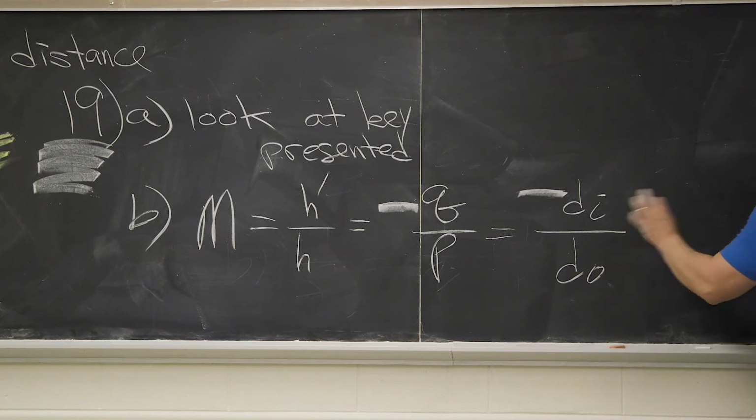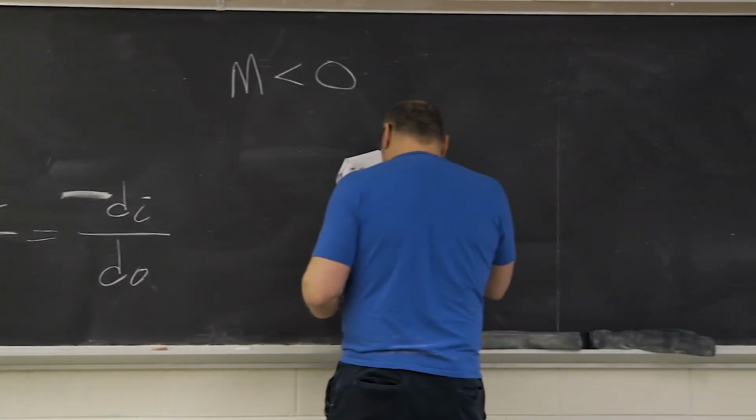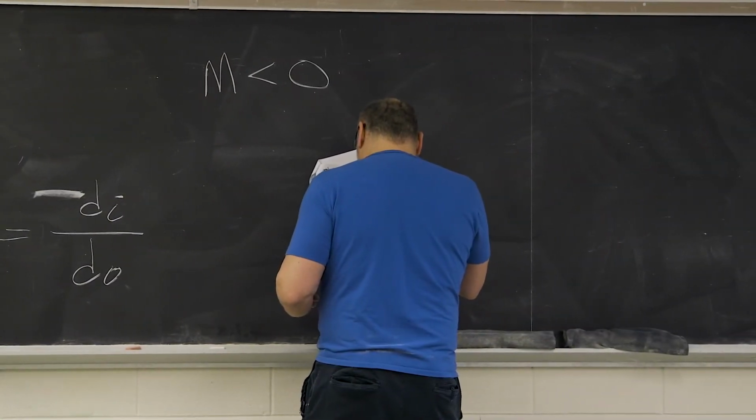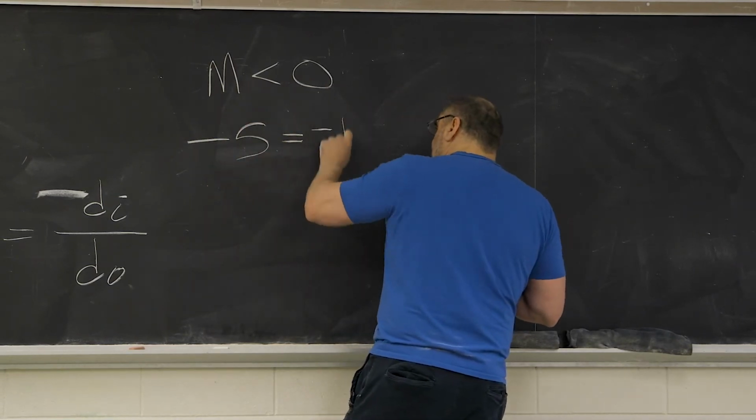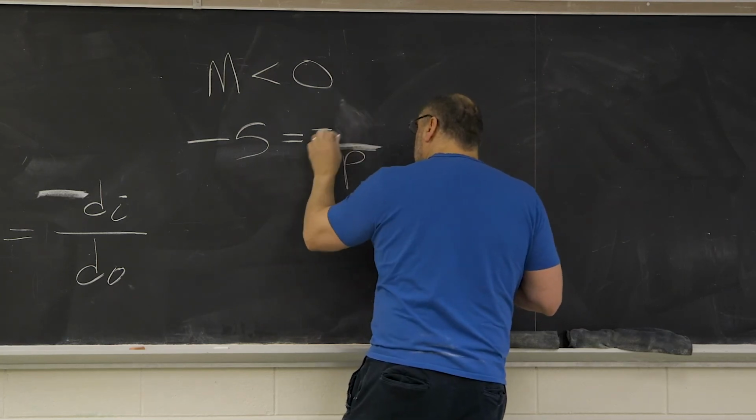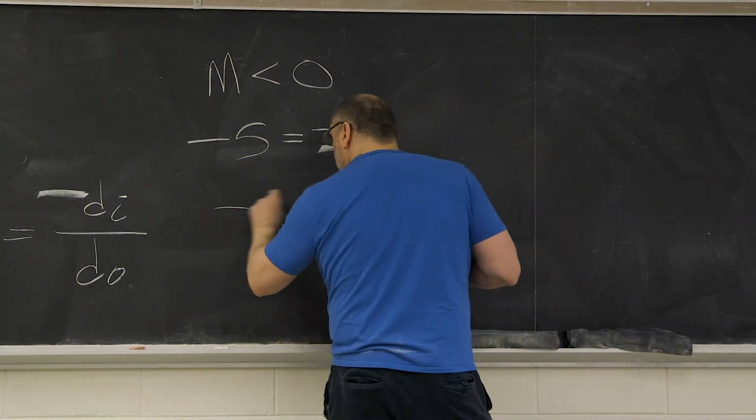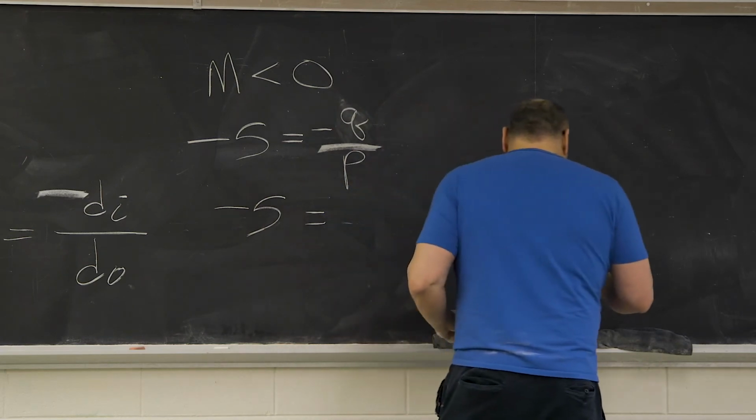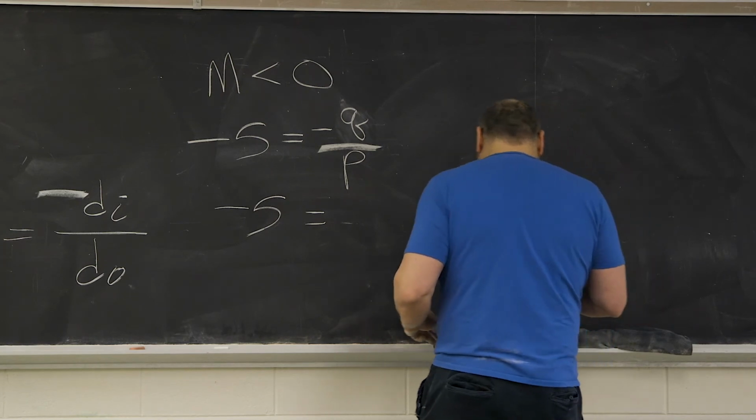We got M, so we're the whole process here. M is less than 0. It's inverted, so it's going to be a negative magnification, and that's equal to negative Q over P. The image is going to be found 5 meters away. Remember what they said now here, guys.